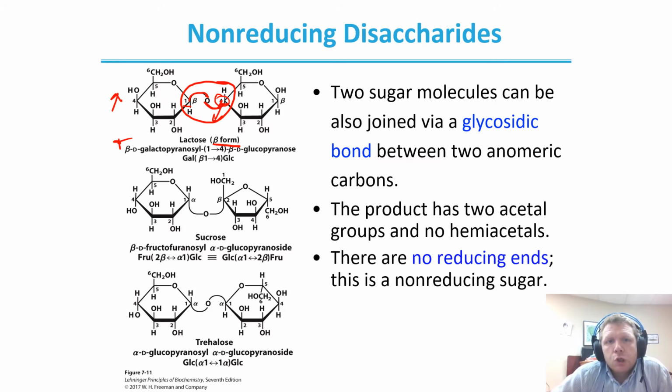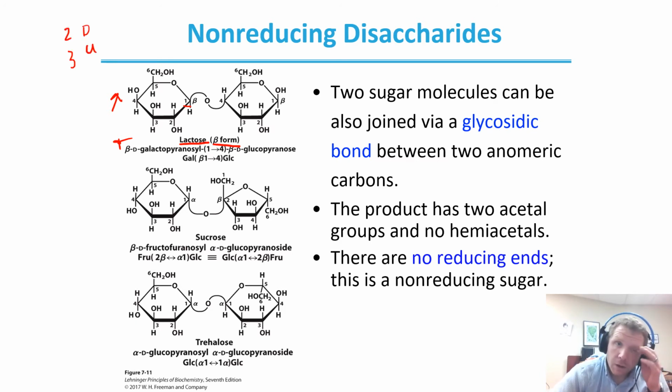Now, which sugar is which? Well, let's take a look at these. We have lactose. Let me go ahead and erase some of what I've already written. We know that glucose has carbon 2 down, 3 up, and 4 down for our hydroxide groups. If we look at this carbon on the left-hand side of our structure, we've got down, up, up. Okay, so that is not glucose. And if you look at the name, beta D galactopyranosyl, that would be our galactose monomer.